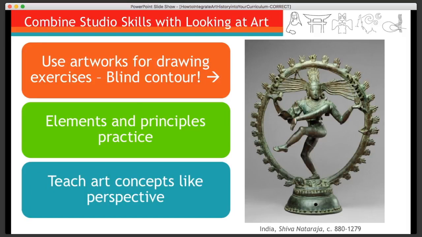So yeah, blind contour, elements and principles practice, teaching art concepts like perspective, bringing in examples from art history as much as you can. I have a series on my website, and it's not complete yet, but I have lists of artworks that use line, color, emphasis, and balance, so that you can have those ready to pull out whenever you want. I haven't gotten through all the elements and principles yet, mainly because it takes a long time to make the collage images and find all the links and format it all right. I still haven't finished them all, but I'll get to all of them eventually. I think I have probably 6 or 7 of them up there right now. So, finding examples from art history to teach these concepts.